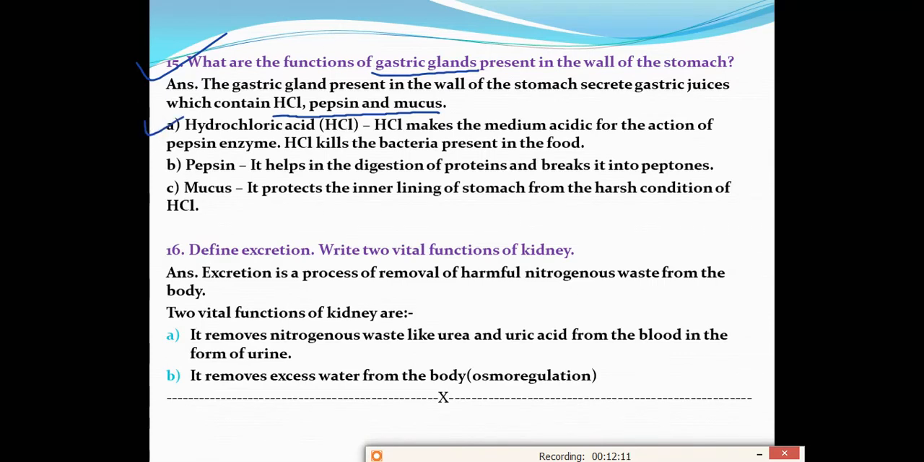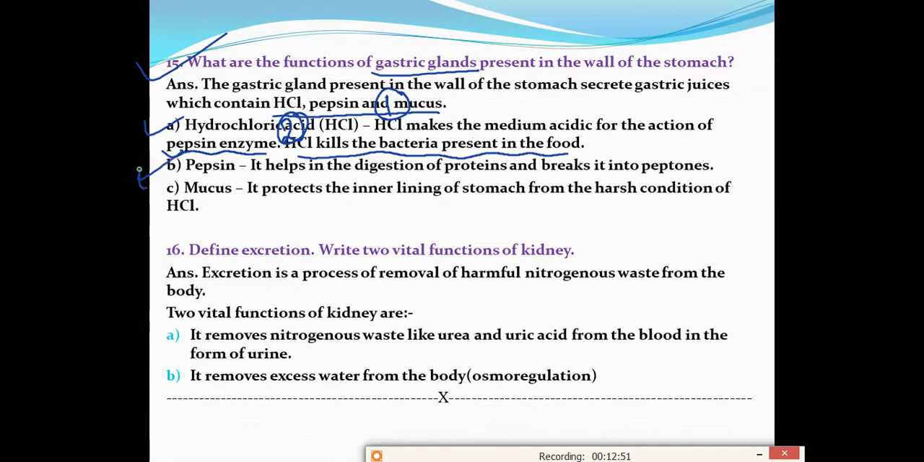So let us first learn the function of hydrochloric acid, that is HCl. There are 2 functions of HCl. The first function of HCl is that HCl makes the medium acidic. Since it is acid, it will provide an acidic medium for the action of the pepsin enzyme, because if this pepsin enzyme does not get an acidic medium, it cannot act on the proteins, it cannot digest the protein. So first of all we have to make the medium acidic with the help of HCl so that the pepsin enzyme will act. And the second function of HCl is that it kills the bacteria present in the food. When we eat food, sometimes bacteria and germs are present in the food. So what will HCl do? It will kill those bacteria in our body.